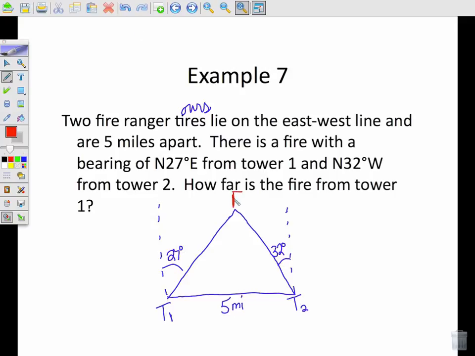How far is the fire from Tower 1? Here's my fire, and here's Tower 1. So I need to find this measurement here, x. What I can do is set up my angles inside my triangle. I know that since this is a north and east-west line, that would be a right angle. So the complementary angle to 27 is 63 degrees. And the complementary to 32 degrees is 58. Okay, that leaves the last angle on top. If you subtract them from 180, this would be 59 degrees.